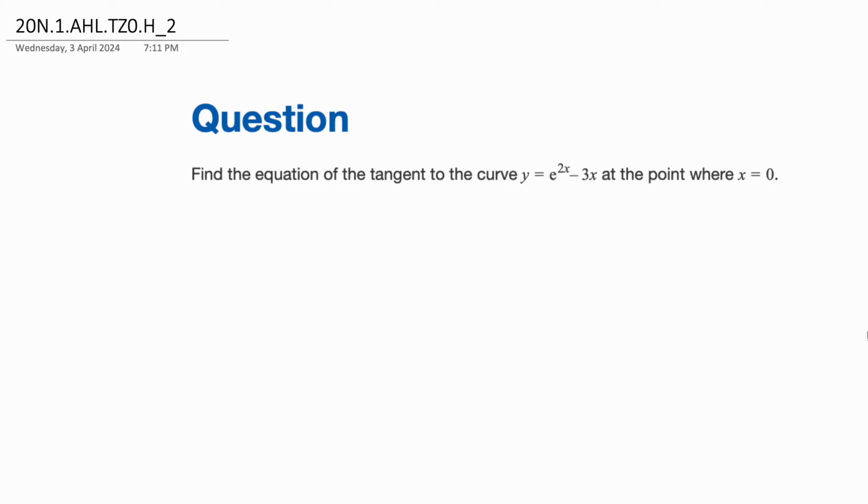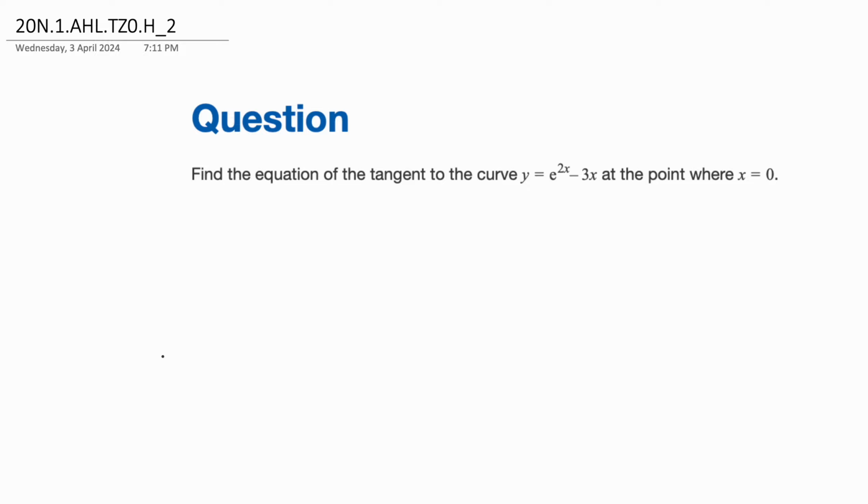2020 IB examinations. This is a mathematics paper, Math AHL, and this is an additional higher level problem. This is paper 1. So let's get started. Find the equation of the tangent to the curve y is equal to e to the power of 2x minus 3x at the point where x is equal to 0.